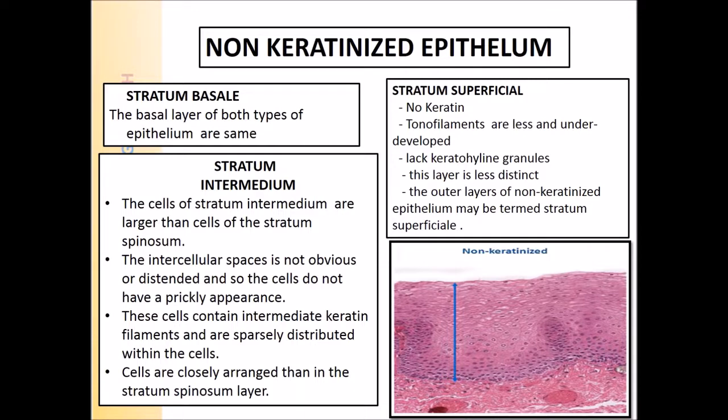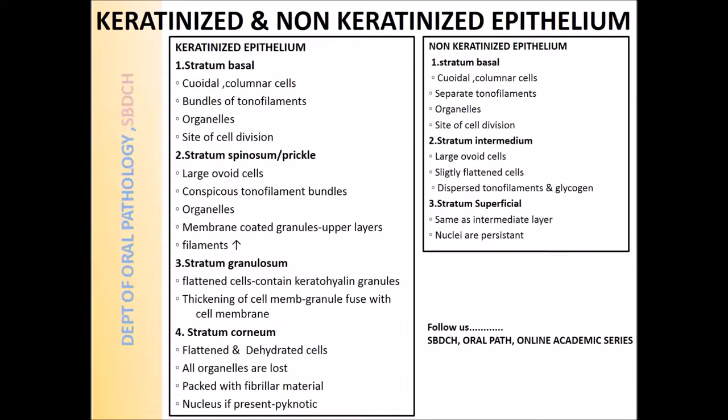Coming to the stratum superficiale layer, keratin is absent and tonofilaments are fewer and underdeveloped. It lacks keratohyalin granules and this layer is less distinct. The outer layers of non-keratinized epithelium may be termed as stratum superficiale. This is the summary of both keratinized and non-keratinized epithelium.